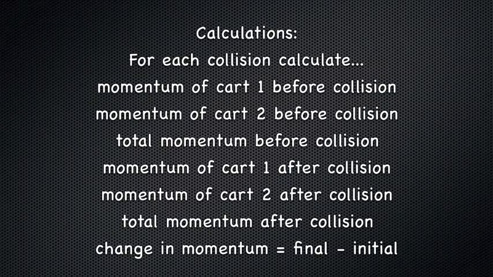Okay, you should now have all your values so you can do calculations for each collision. For each collision, you will calculate the momentum of cart 1 before the collision, the momentum of cart 2 before the collision, and the total momentum before the collision, just by adding cart 1 and 2 together. And then you want to do the same thing for after the collision: the momentum of cart 1, the momentum of cart 2, the total, and then finally you want to measure the change in momentum, which would be your momentum after the collision minus your momentum before the collision.